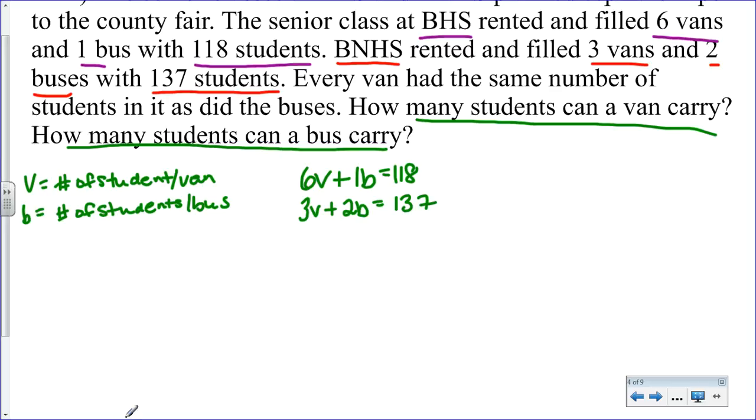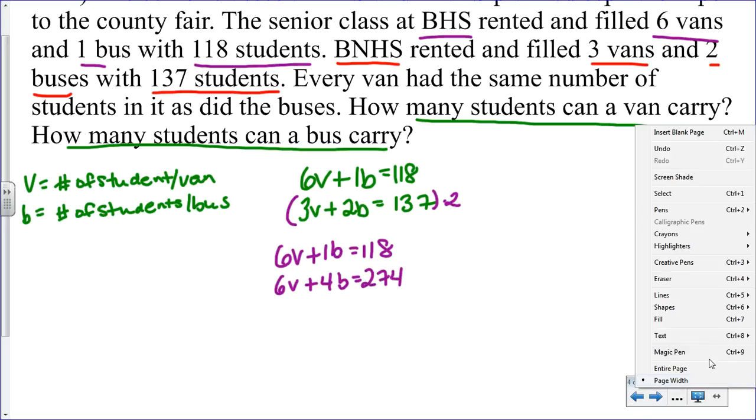Once I have these first few steps done, underlining the important information, defining my variables, writing the 2 equations, everything is exactly what we've been doing. So we're going to go ahead and solve this system using elimination because my variables are lined up. I know that 3 goes into 6 2 times. So I'm going to multiply that second equation by 2. I get 6v plus 1b equals 118. So first equation stays the same. Second equation, I get 6v plus 4b equals 137 times 2. Don't forget to multiply it, which is 274.